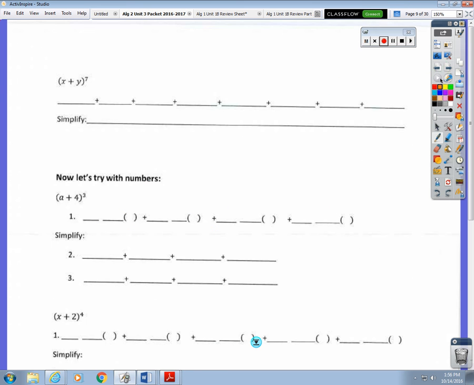There is no homework. Monday we're going to continue and we're going to start trying it with numbers. Okay, you can switch out, but I need some help.